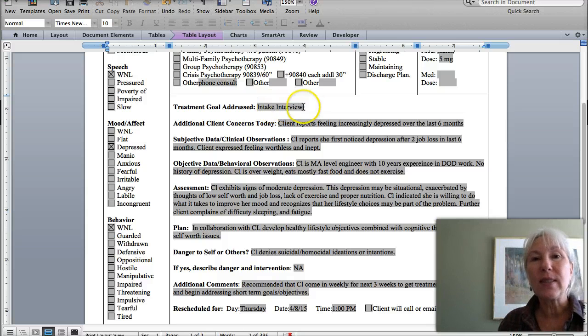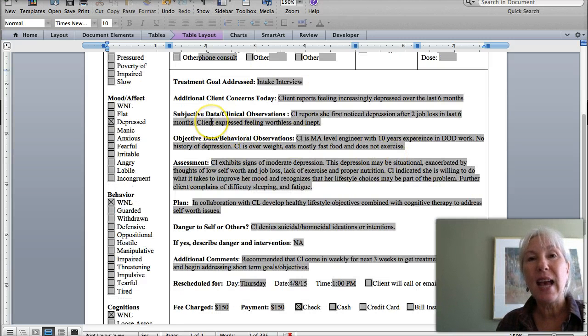Treatment goal addressed. Well, today it's the intake interview, so there's no goal. Additional client concerns. This would be the initial presenting problem, the client's feeling depressed over the last 6 months. The subjective data, that is what the client's reporting about her own observations about her condition, that she noticed depression after a second job loss in the last 6 months, and that she's feeling worthless and inept.